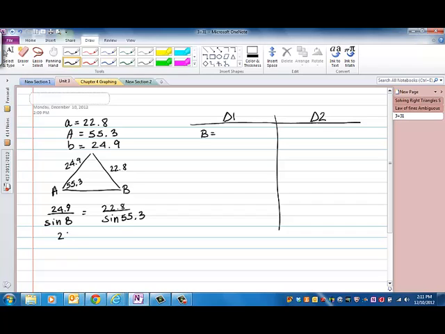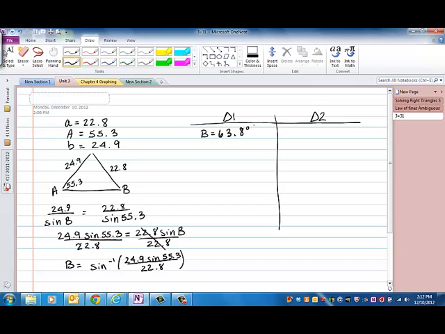Do your cross multiplication. Get sine of B by itself. And do your inverse. Angle B, in this case, comes out to be 63.8 degrees.